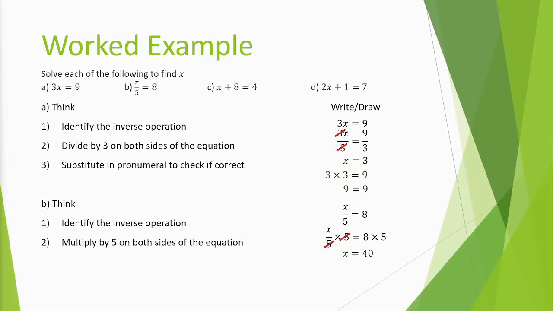So again, we check our answers by substituting it in. 40 over 5 equals 8. And we know that that simplifies down to 8 equals 8. And everything is correct because both sides are the same.